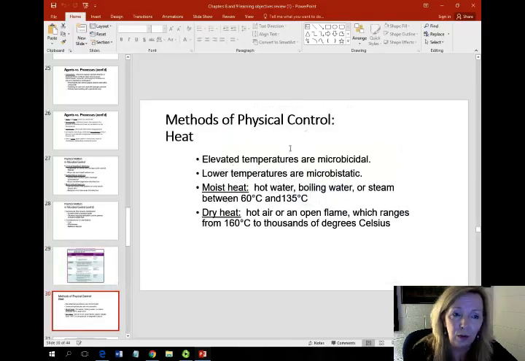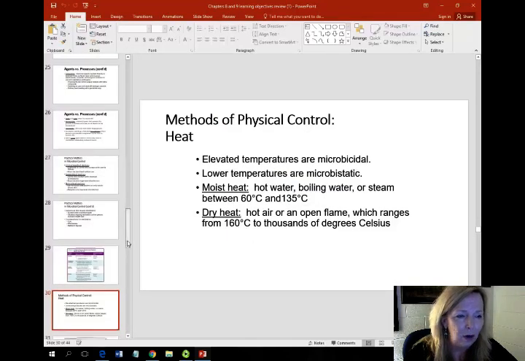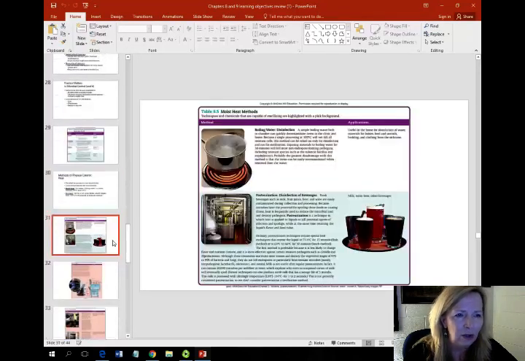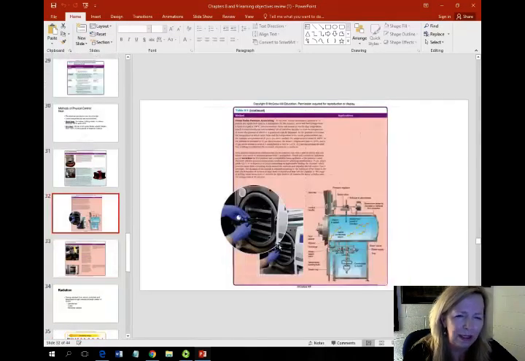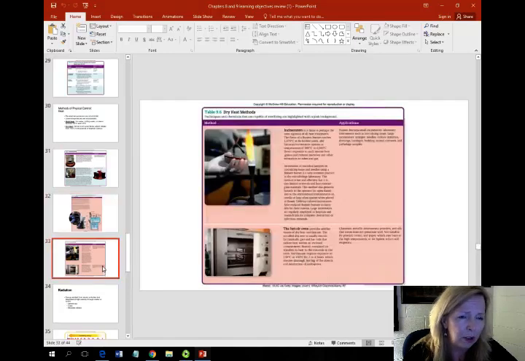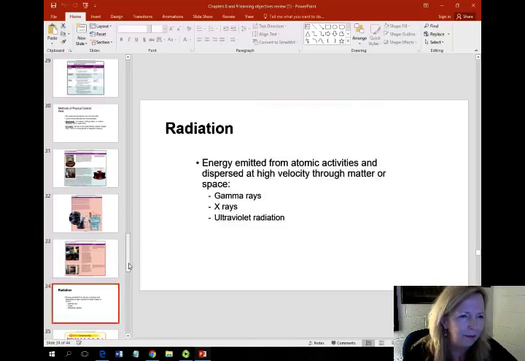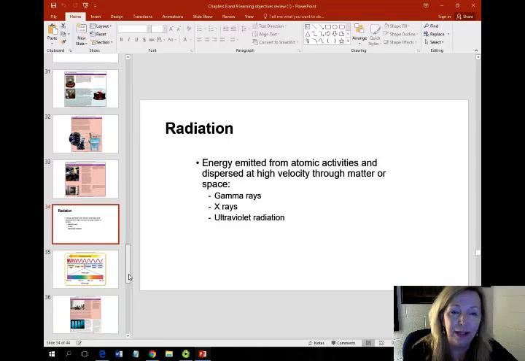Some physical control would be heat. Heat can be either moist or dry depending on what you're doing. When you are looking at moist heat, you can see some examples of this. There are also autoclaves that can be used for equipment that we consider critical, or semi-critical in some cases. Dry methods would be flame and incubators. We also have radiation, so we know that light waves carry energy.